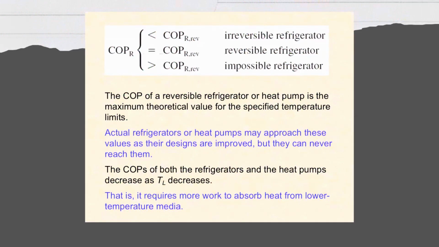The COP of a reversible refrigerator or heat pump is the maximum theoretical value for the specified temperature limits. Actual refrigerators or heat pumps may approach these values as their designs are improved, but they can never reach them. The COP of both the refrigerators and the heat pumps decreases as TL decreases. That is, it requires more work to absorb heat from lower temperature media.